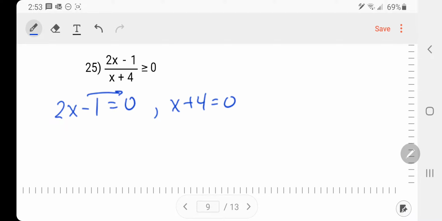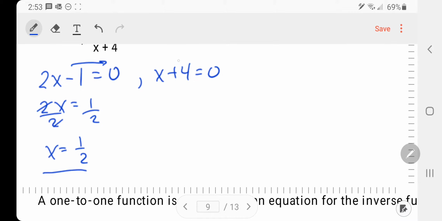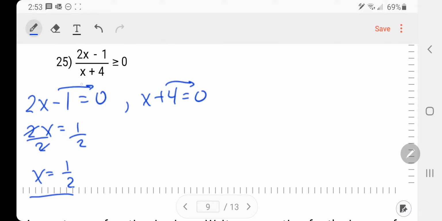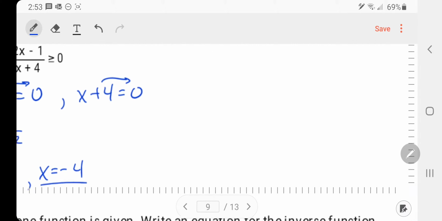All right, so here we go. Moving the 1 over, 2x equals 1. Divide both sides by 2. X is a half. That is a critical point. For the other critical point from the denominator, moving the 4 over is going to give me x is -4. And those are my two critical points.